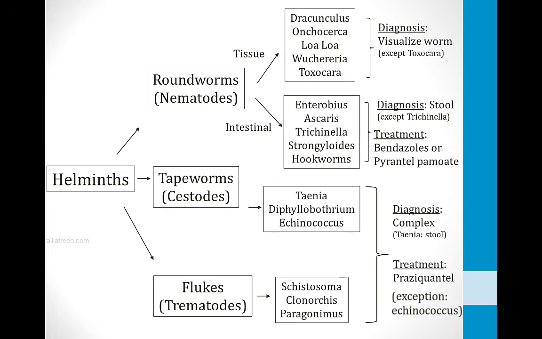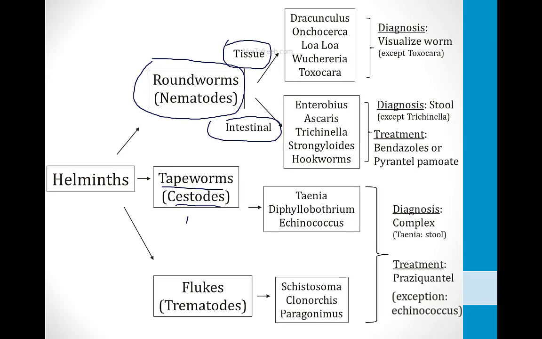Back to our overview of the helminths. So I discussed all of the roundworms or nematodes. I talked about the intestinal roundworms and the tissue roundworms. And now I'm going to move on and talk about the tapeworms or cestodes. And in general, for the tapeworms and the flukes, the diagnosis is fairly complex and it's low yield and not worth you learning about.